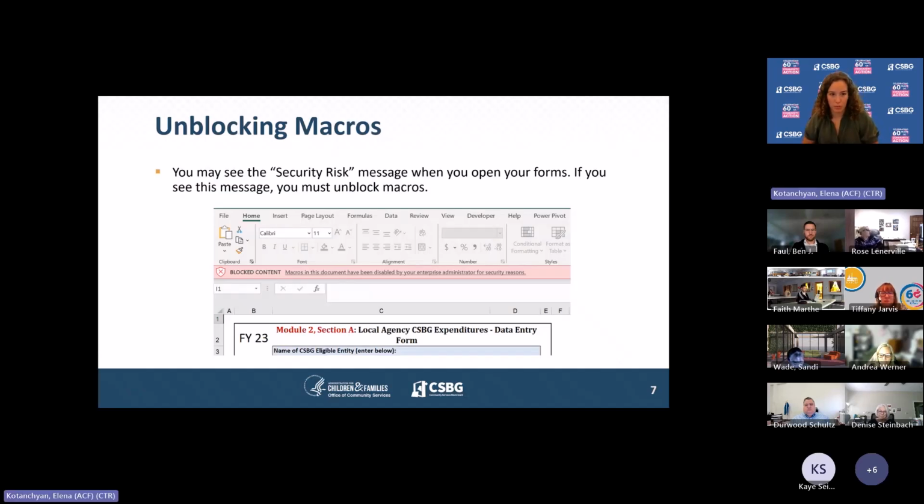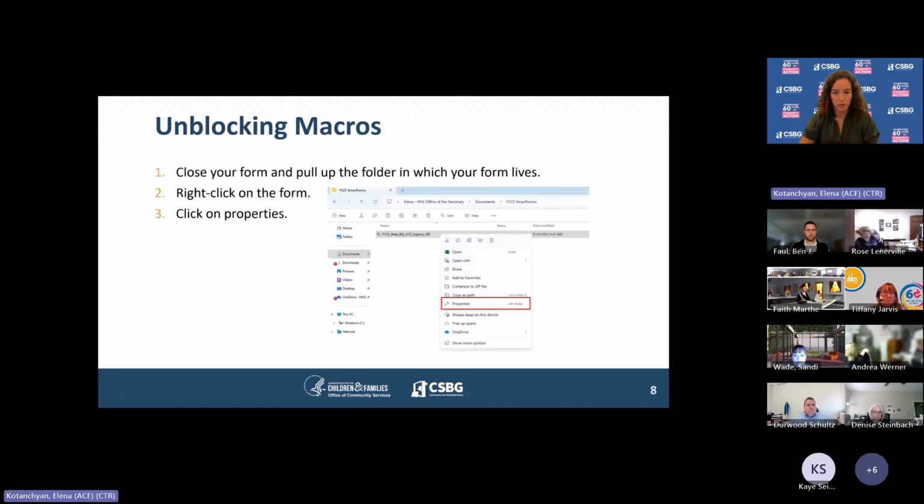So when you open a smart form, the question is, how do I know that the smart form is working as it's supposed to? Well, there are certain ways to ensure it. The first thing you do is open the smart form, and there are several messages that can pop up. This is one of them. You can see on the screen this big red message that says blocked content. That essentially says that macros in this document are blocked. So if you see this message, you must unblock macros. The next question: how do I do that? I'll show you right on the next slide. Once you see this message, there's nothing really you can do.